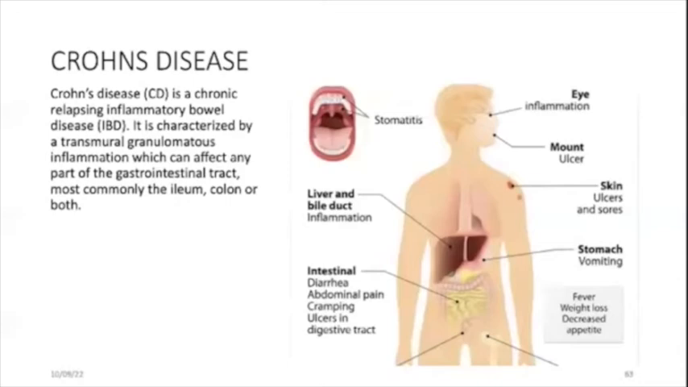Now coming to Crohn's disease, it is a chronic relapsing inflammatory bowel disease. It is characterized by a transmural granulomatous inflammation, which can affect any part of the gastrointestinal tract, most commonly the ileum, colon, or both. Some common symptoms: there can be inflammation of the eyes, ulcers in the oral cavity can be seen, there is presence of stomatitis, and ulcers and sores on skin can be seen.